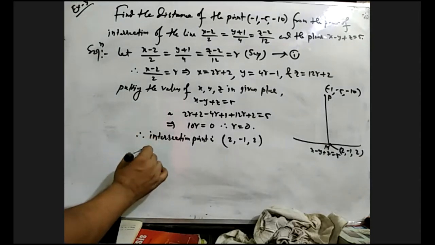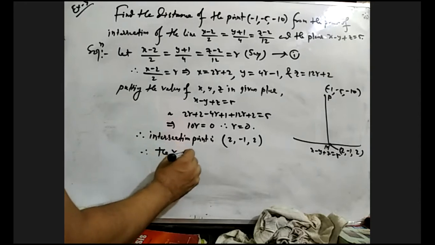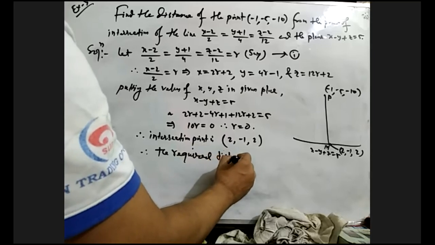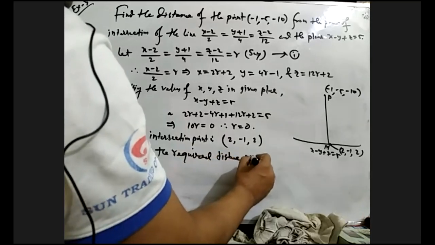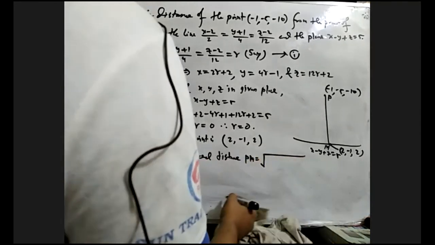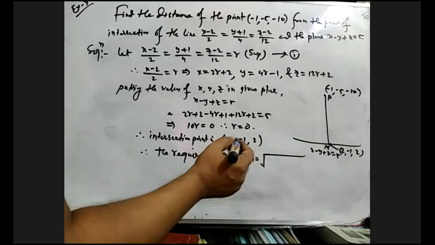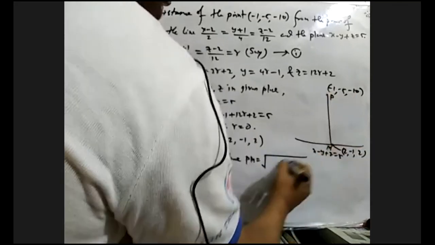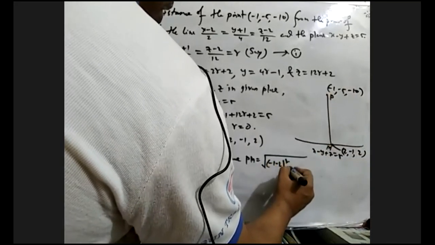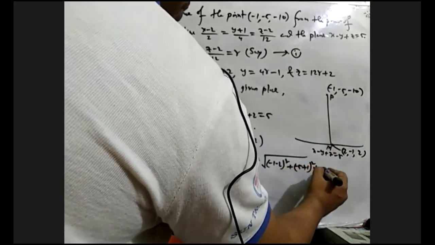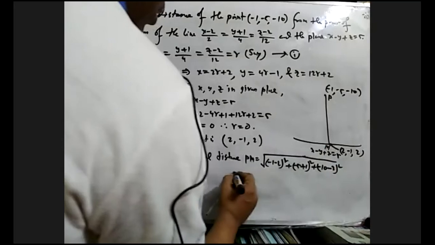Therefore, the required distance, what will it be? Distance PM. PM will be the square root of 2 plus 1 whole square, plus minus 1 minus 5... plus minus 5 plus 1 whole square, plus minus 10 minus 2 whole square. This is the required distance.